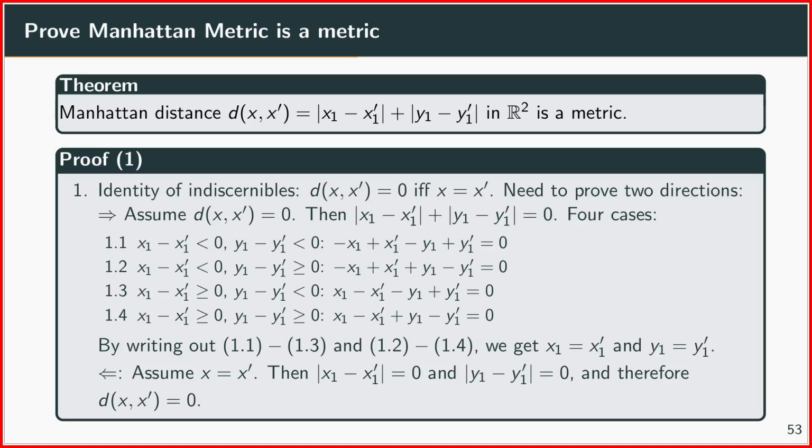And the inverse case here on the very bottom, there you assume that those two configurations are equivalent, and then you can just go over them and say, okay, if they're equivalent, then the individual components need to be 0, and therefore this distance needs to be 0. So for this case here, we can actually say that this identity of indiscernibles actually holds true.